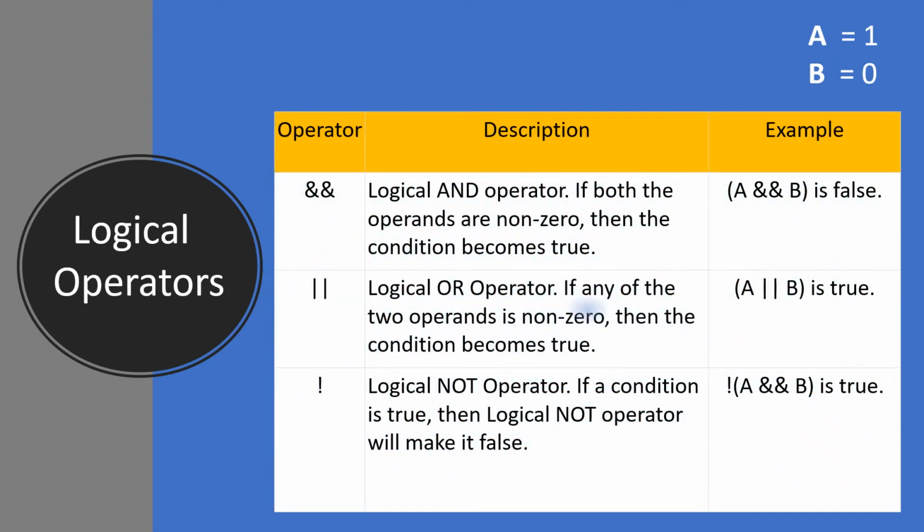Logical operators. The table shows the logical operators used in the C language. For example, consider variable a is 1 and variable b is 0. The table shows how the logical operators do operations on variables a and b. Logical AND operator: if both the operands are non-zero, then the condition becomes true. Logical OR operator: if any of the two operands is non-zero, then the condition becomes true. Logical NOT operator: if a condition is true, then logical NOT operator will make it false.